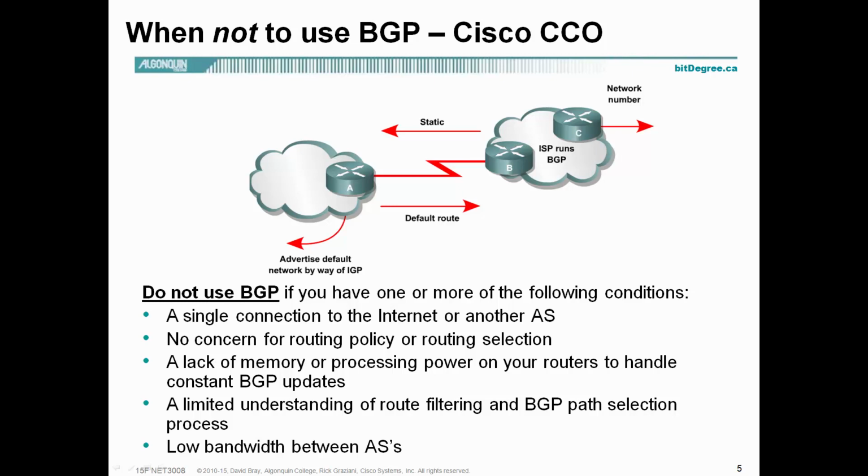Also, if your enterprise, the human resourcing inside your enterprise, has a limited understanding of how to use BGP, how to do route filtering with it and path selection, then absolutely do not use BGP, because it can really get you into trouble. And also, back to having a lot of routes coming in from BGP, if you have low bandwidth between your ASs, if those links between your ASs are low bandwidth, then you absolutely do not want to use BGP, because again, they will be overwhelmed.